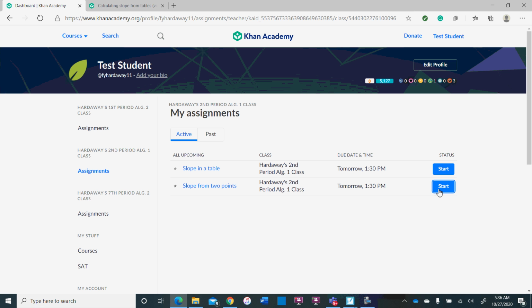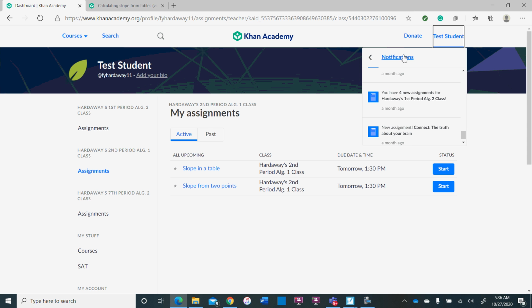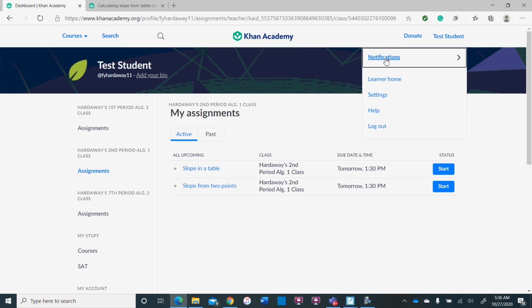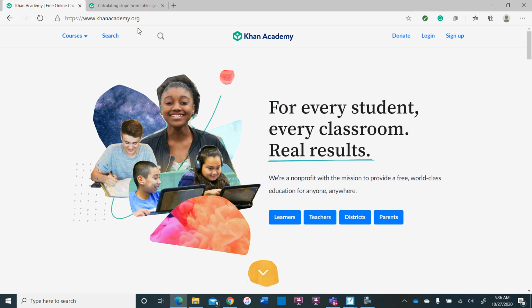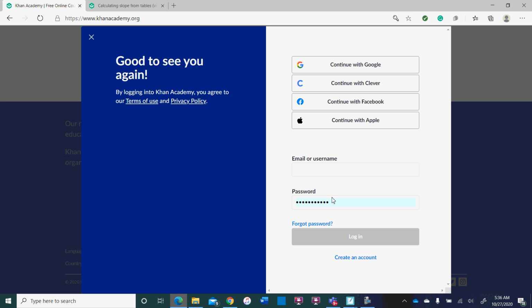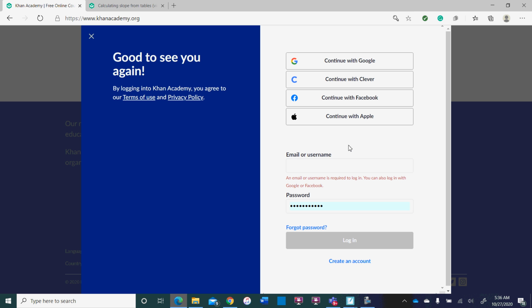Oh, and the last thing I was talking about, let's see if it lets me. There it goes. Okay, so I can log out. All right, so maybe when you first Google Khan Academy, this page comes up where it allows you to log in. And so you need to log in as a student. You put your student email in there.